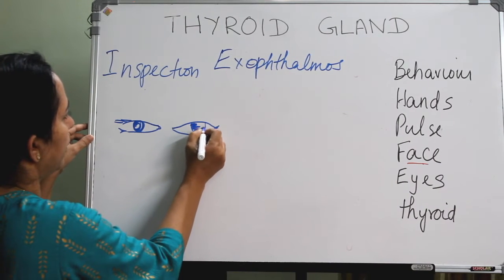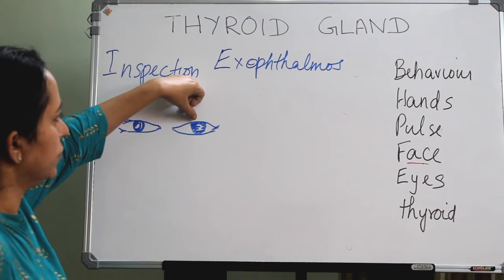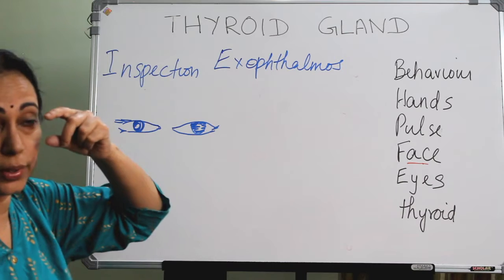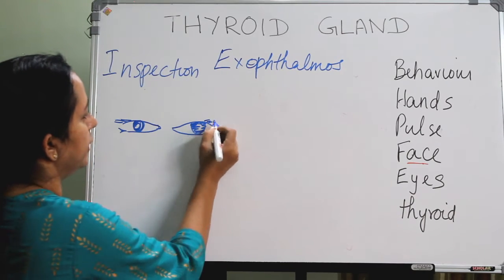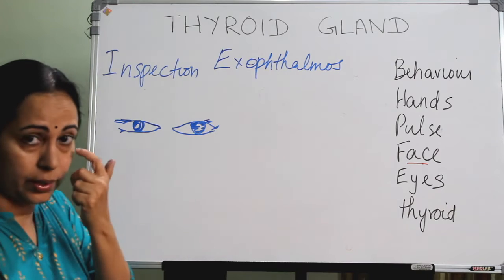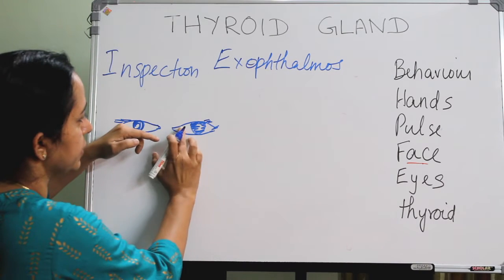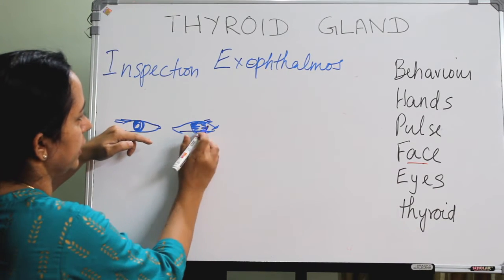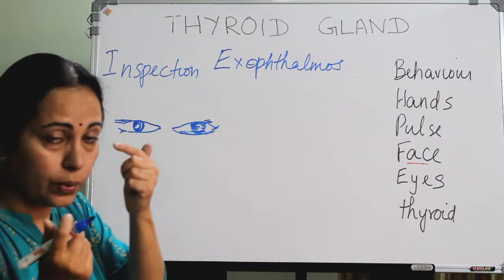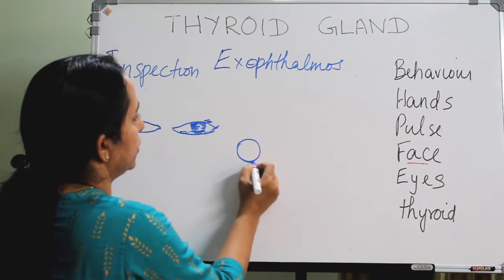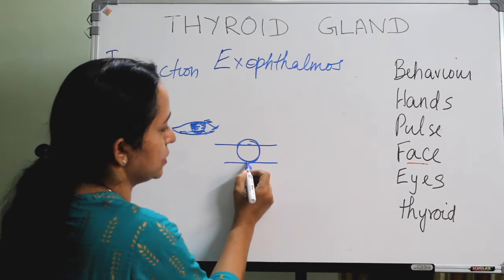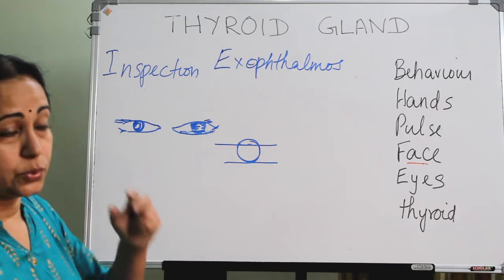This is how your normal eye looks. You cannot see the upper part of the cornea, it is covered by the upper eyelid, and the lower eyelid goes just through the limbus of the cornea. The lower eyelid is not covering the cornea. So it is just going through the limbus, that is through the lower part of your cornea. So that is normal.